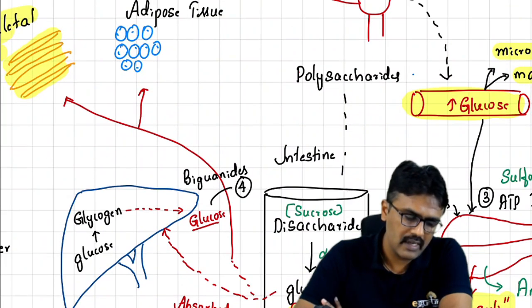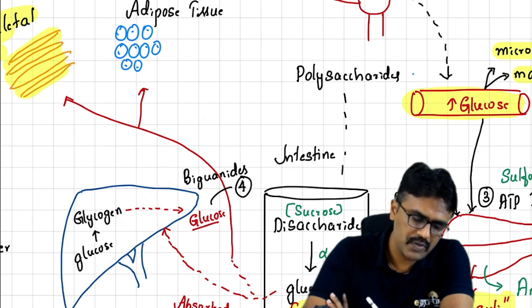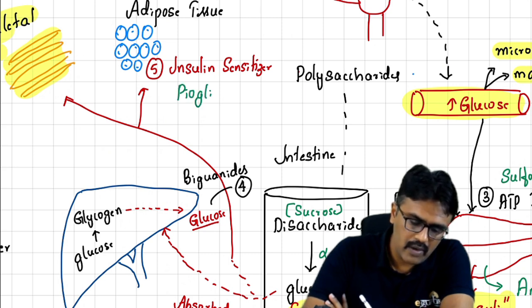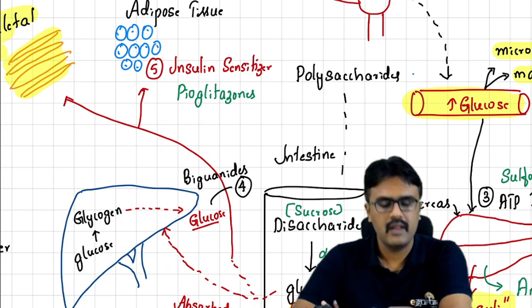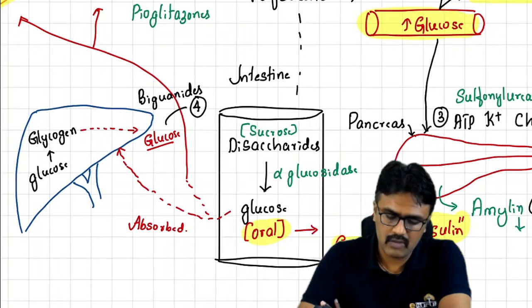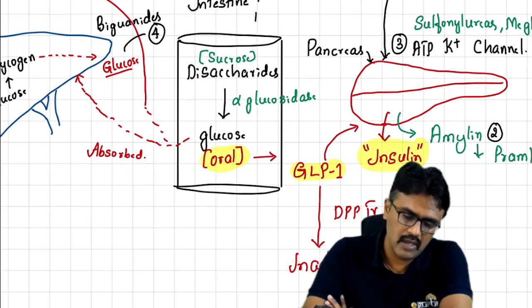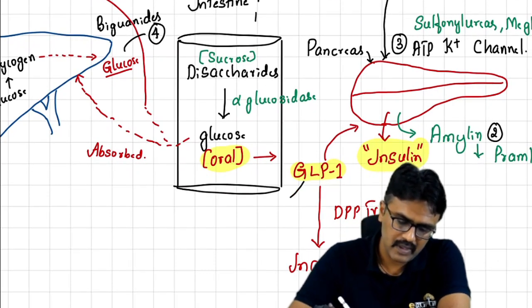Fifth, what we can do is a drug which acts on adipose tissue, an insulin sensitizer. So it will increase the sensitization of insulin in this tissue, that is adipose tissue, and the drug is pioglitazone. So that's the fifth one. So next, what we can do is we can give a GLP-1 agonist. Instead of the endogenous substance, we can give the GLP-1 agonist. So this will become the sixth one.